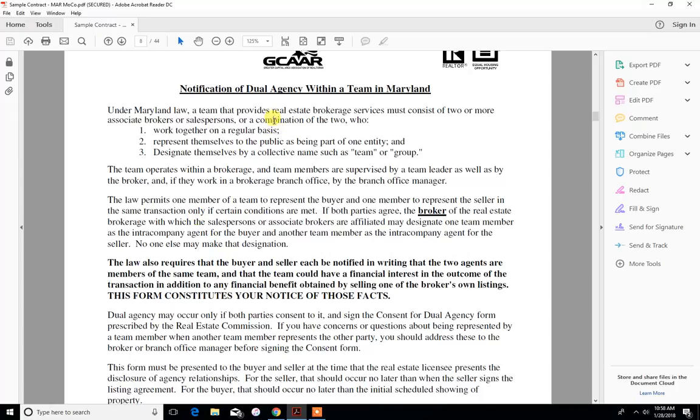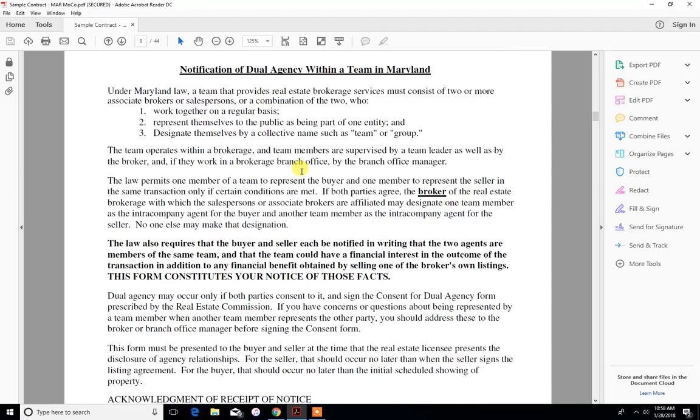Notification of dual agency within a team. This is just like dual agency, where both the buyer agent and the listing agent work in the same office. This is a situation where we do have a team, and I may wind up showing you listings that are listed by my team. So same sort of thing applies. I am still your agent.